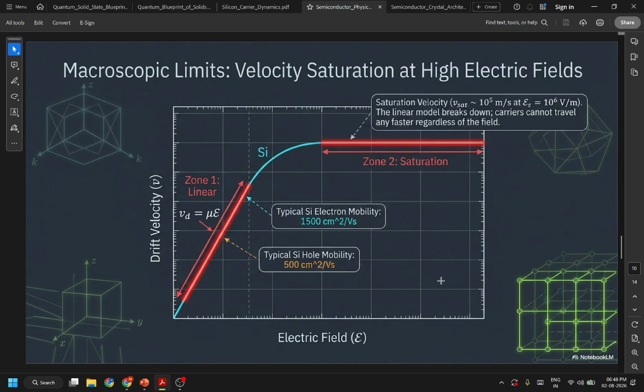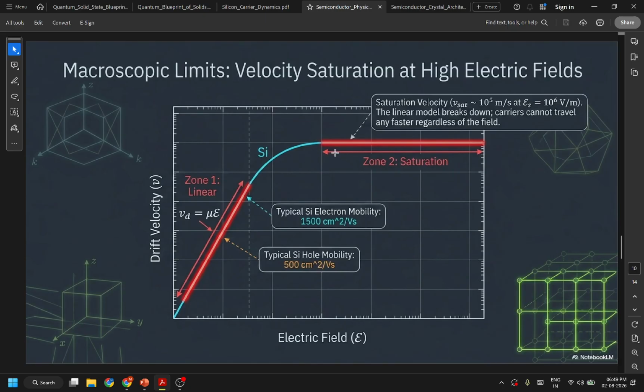So now we come to macroscopic limits, which are velocity saturation and high electric field. There is zone one, which is linear, where drift velocity is defined as mu E. Typical silicon electron mobility is given as 1500 centimeter square per volt second, and hole mobility is given as 500 centimeter square per volt second at room temperature.